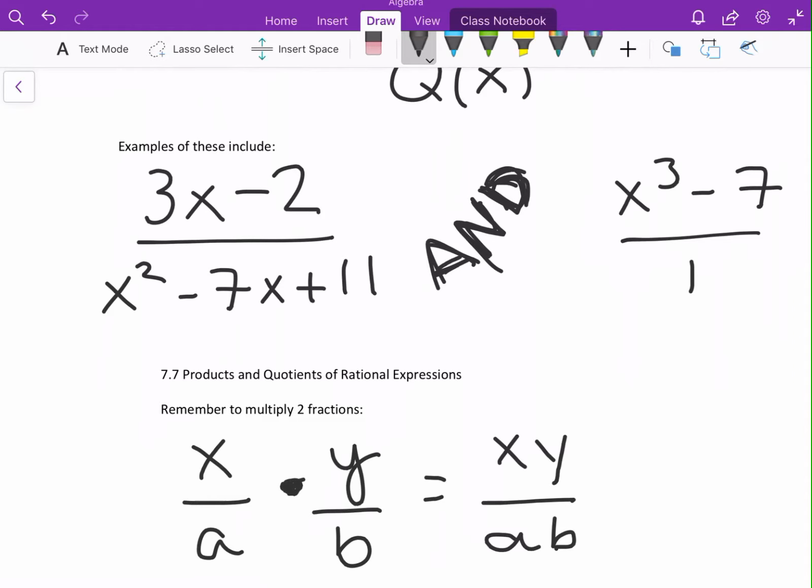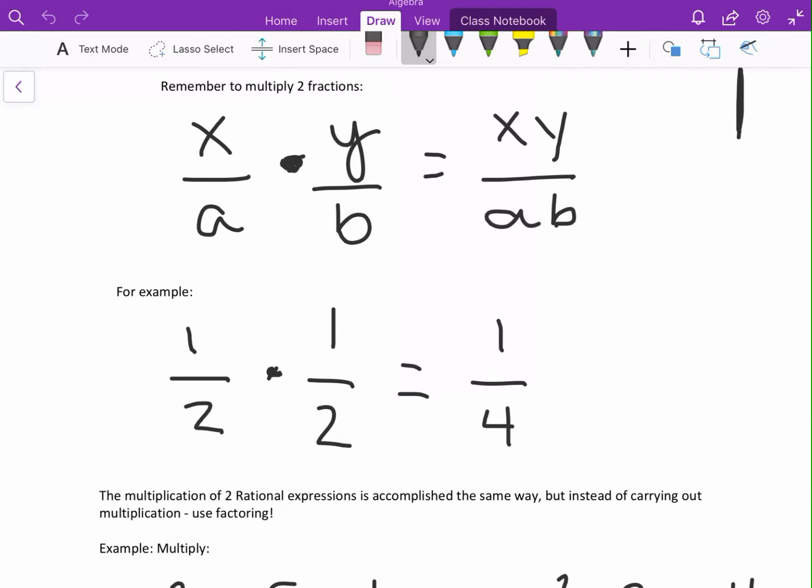In 7.7, we're going to be looking at the products and the quotients of rational expressions. One rule you need to remember, and yes, Will Ray, I'm going to say it, this is a review. This rule, in order to multiply fractions, x over a times y over b is equal to x times y all over a times b. A simple fraction that can be multiplied is as follows. 1/2 times 1/2 equals 1/4.